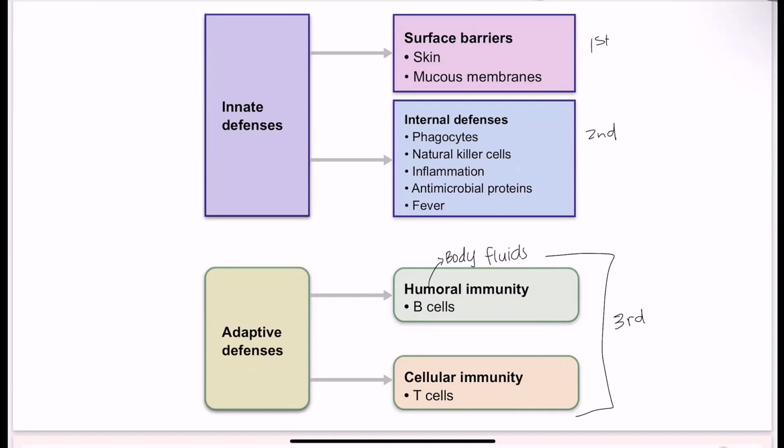And it deals with B cells. Antibodies are made by B cells, and then the antibodies swim around in the blood and the lymph where they bind to antigens to mark them for destruction. And that's done usually by things like phagocytes, the complement system, etc.